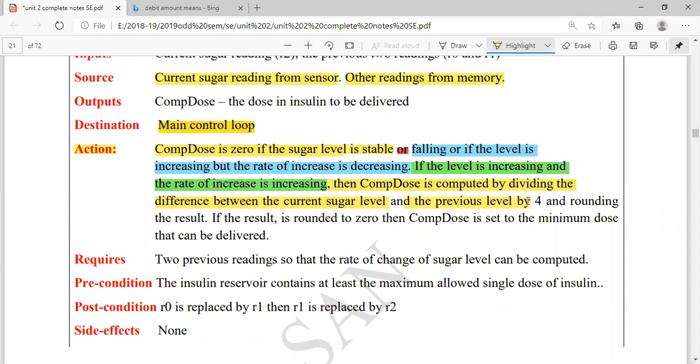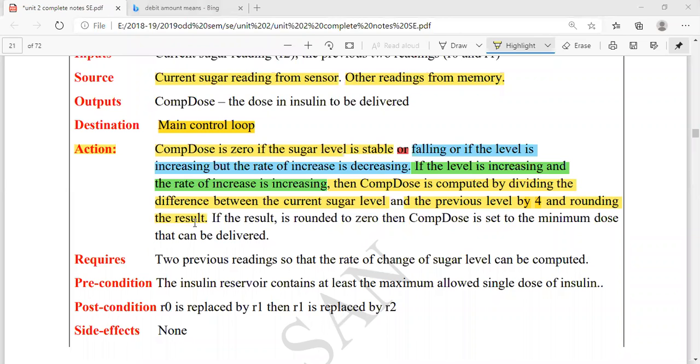So first you are going to calculate the difference, and then you are going to divide that difference by 4, right? So first you take the current reading, then find the difference from the previous levels, then divide that by 4 and round the result. This is a formula which is used to calculate the amount of dose that has to be given to the patient. Are you getting that?